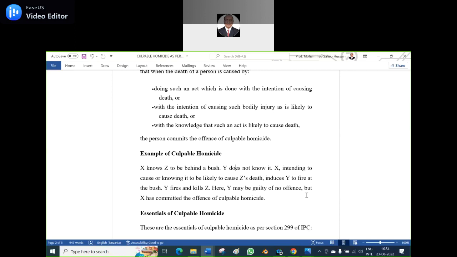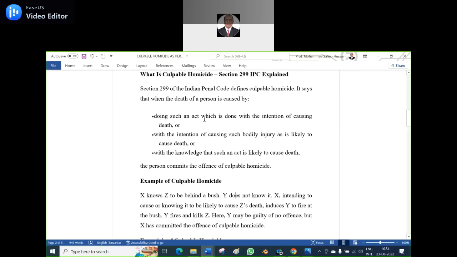Here, Y may be guilty of no offense, but X has committed the offense of culpable homicide, because he has the intention to kill Z. So here, doing such an act which is done with the intention of causing death, this condition is fulfilled. Am I right? Culpable homicide, not amounting to murder here.